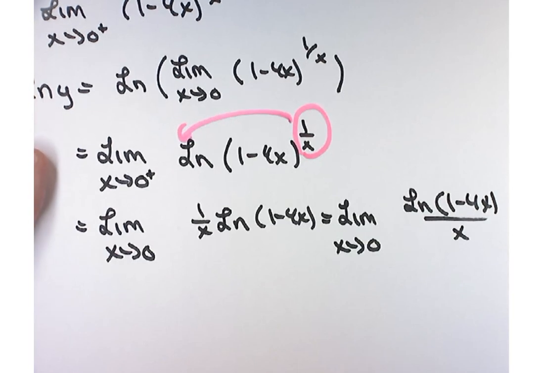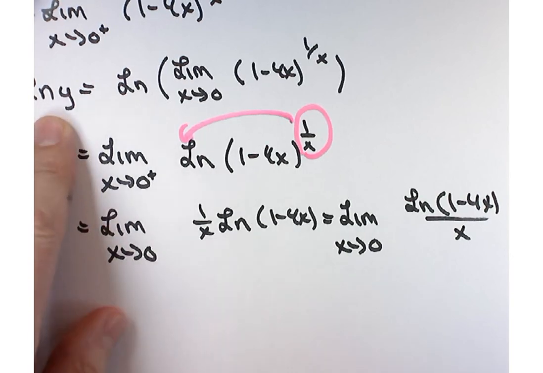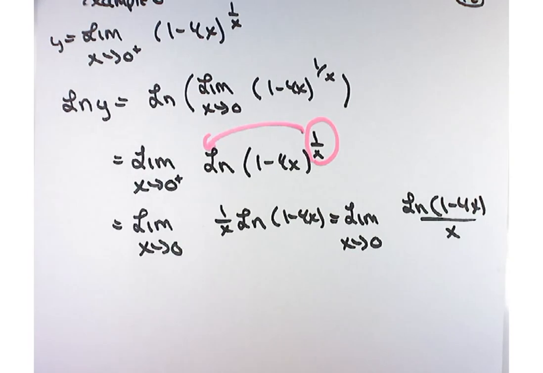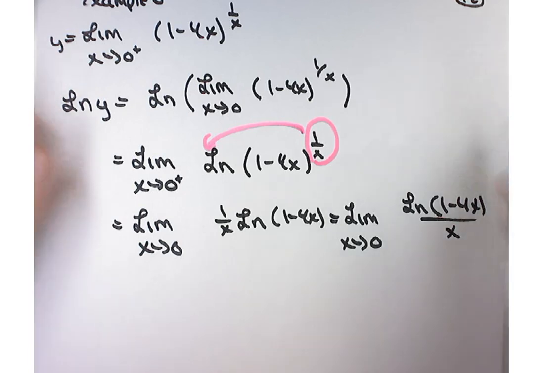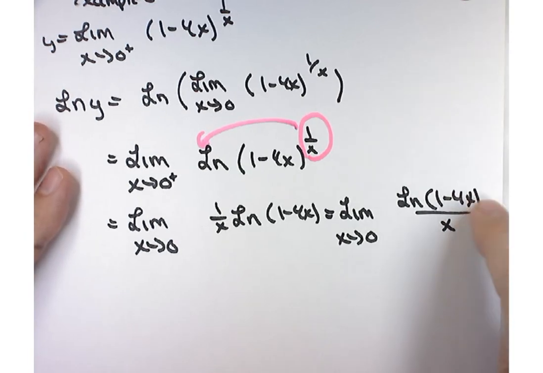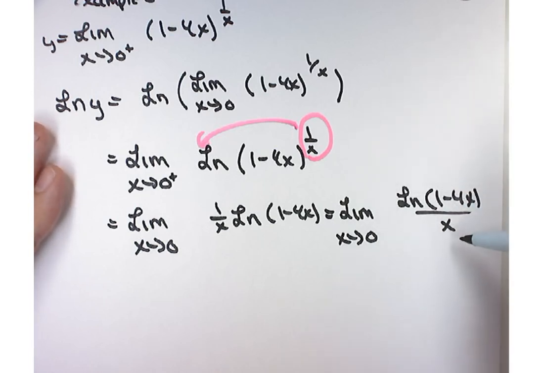We don't care about the natural log of y, because we are going to have to go back and account for the fact that I took the natural log of both sides. I can't just take the natural log and call it a day, because I've changed the problem here. But at this point, you've got the log of 1, which is 0, over 0. So you've got 0 over 0.